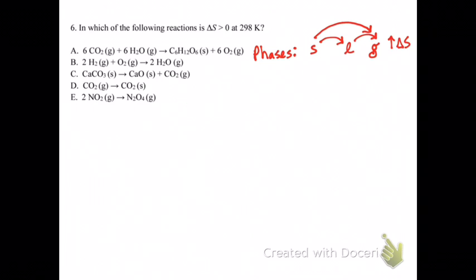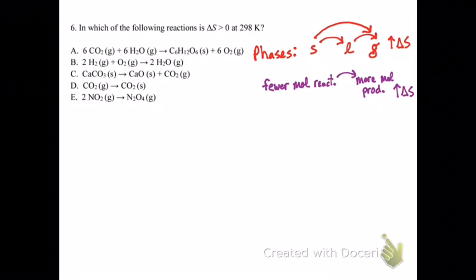Also, if we go from a solid to a gas, so if we go through sublimation, that's also going to be a notable increase in entropy. The other thing that we're going to look for is going from fewer moles of reactants to more moles of products, which tends to lead to an increase in entropy, because if we're breaking them into more particles, there's more freedom of movement, there's more possible microstates, there's more ways they can orient themselves with respect to each other.